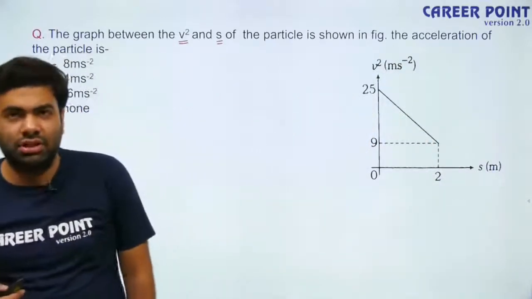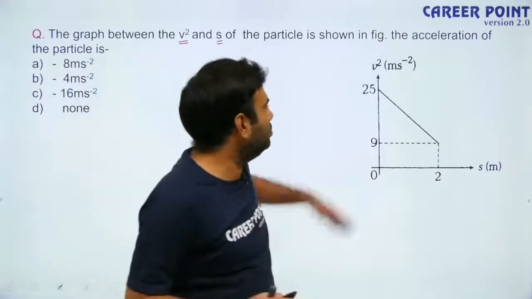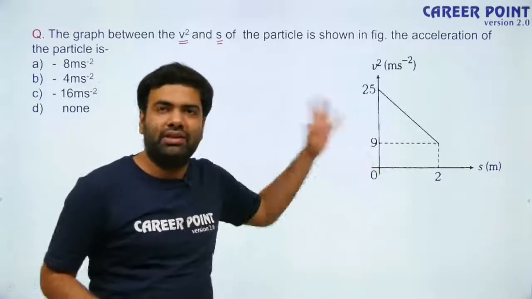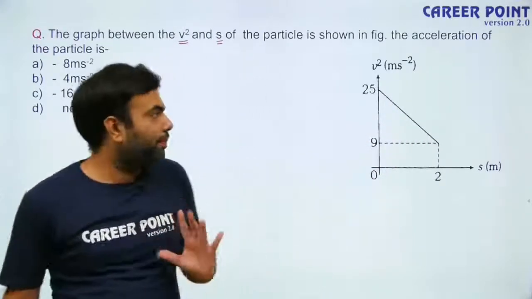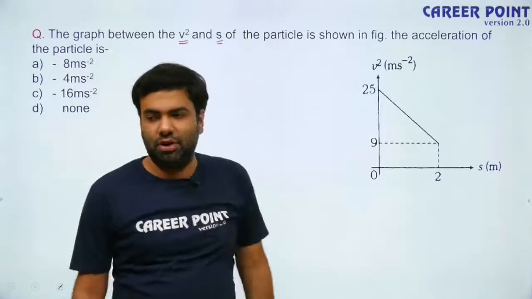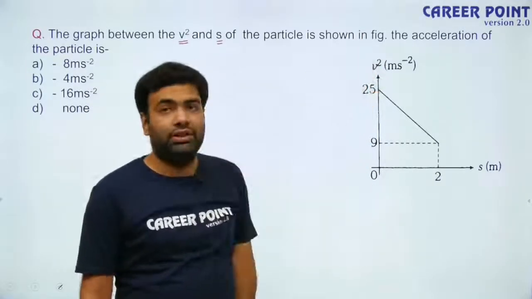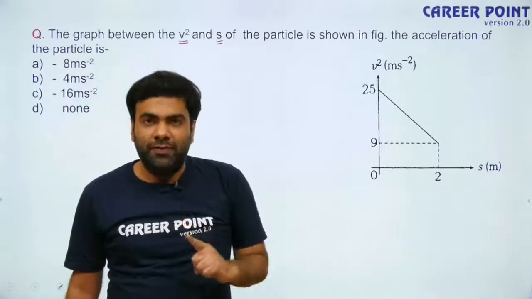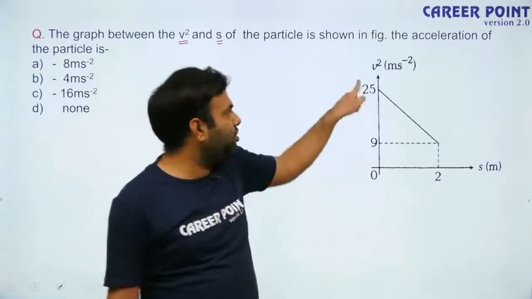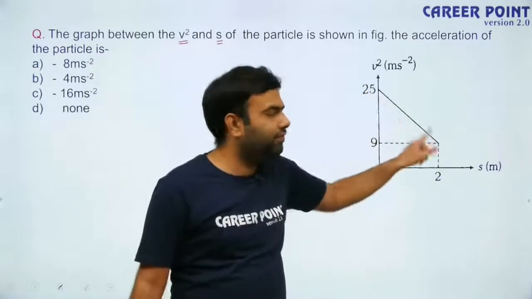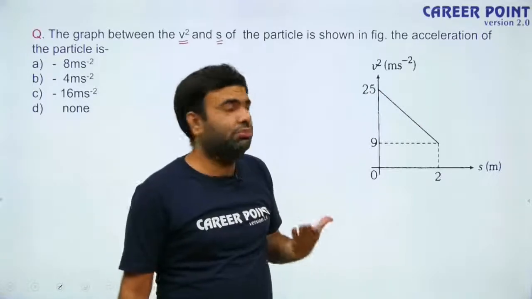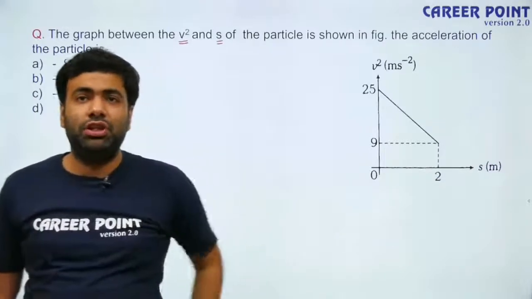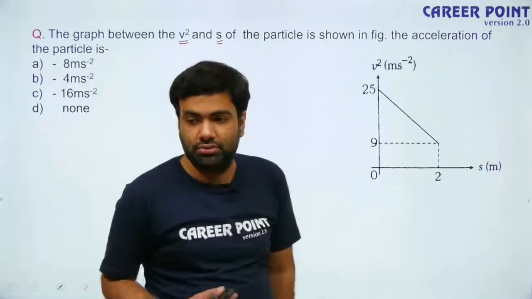In the previous lecture, I told you how to write the equation of a line if you know its slope and y-intercept. So see, here on the y-axis we have v square, and on the x-axis we have displacement. If I can write the equation of this graph, I will get the relation between velocity and displacement, and that will be beneficial to calculate the acceleration. Are you getting my point?